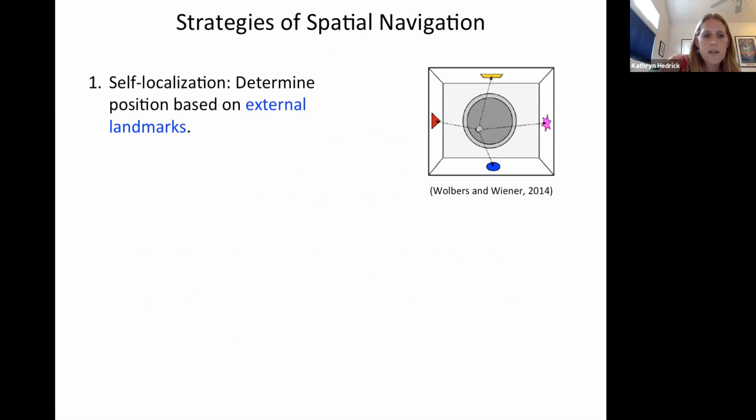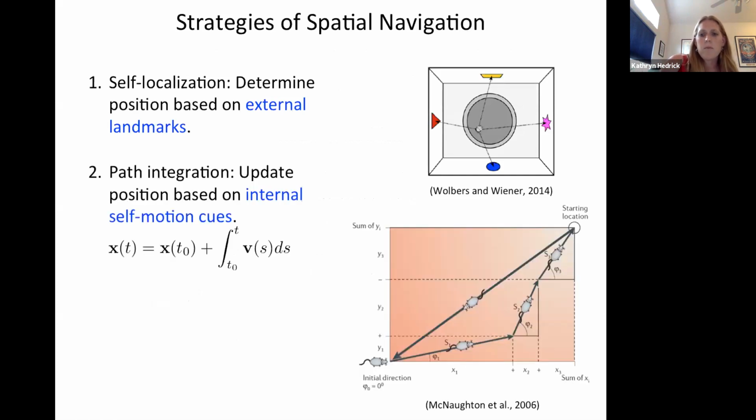The second may not be quite as obvious. You're probably not going to be continually looking at these landmarks as you move. So maybe more on the subconscious level, you know what direction you're moving in, you know about how fast you're going, and you can update your internal sense of where you are relative to where you started from. And this is something we call path integration.